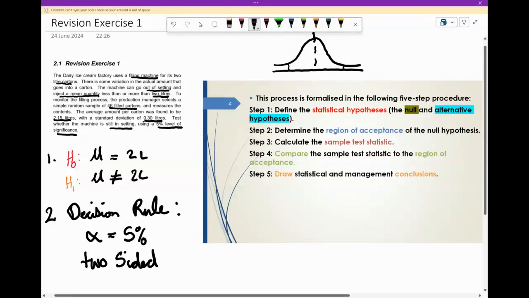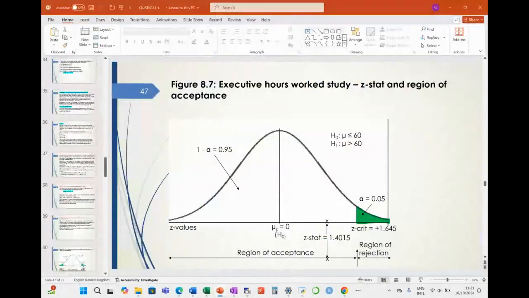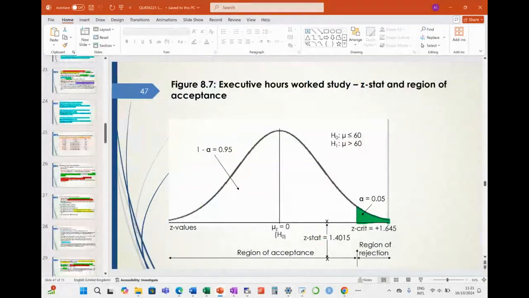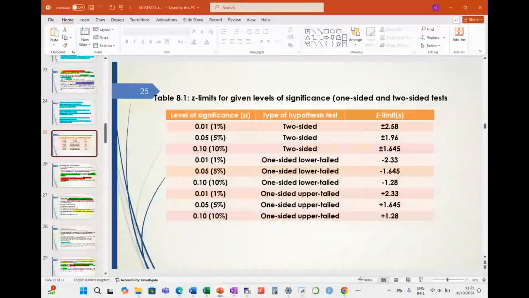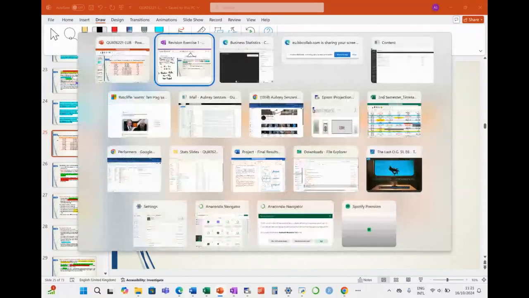So we now go to that slide that we had before. There we go. This is the slide I'm talking about, to determine the z limits. We know we're doing a two-sided test at 5%, so here you can see plus minus 1.96.